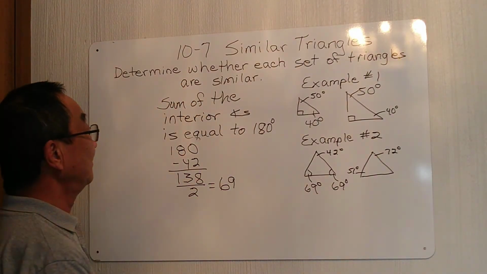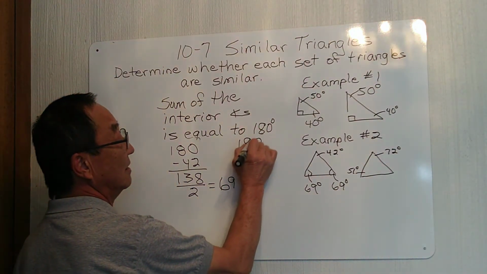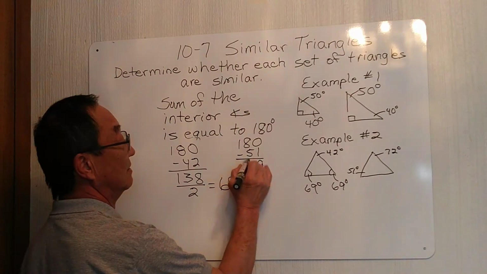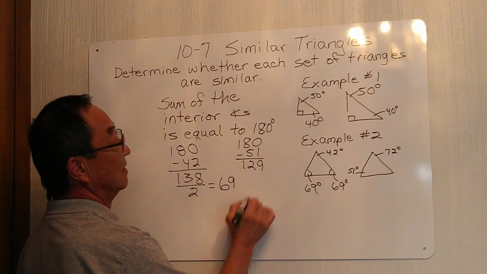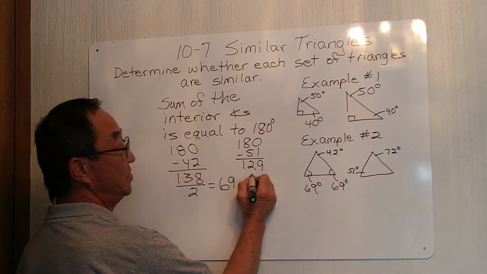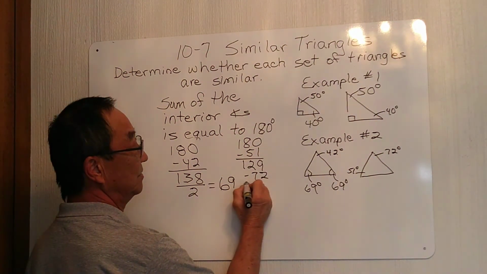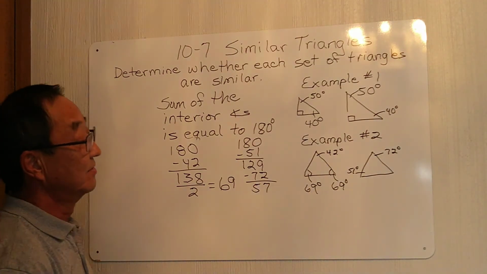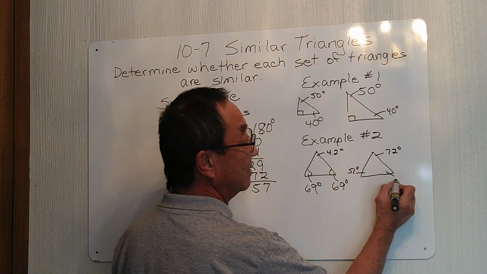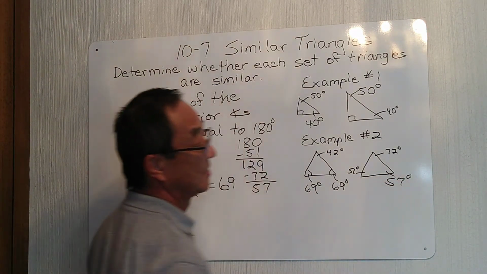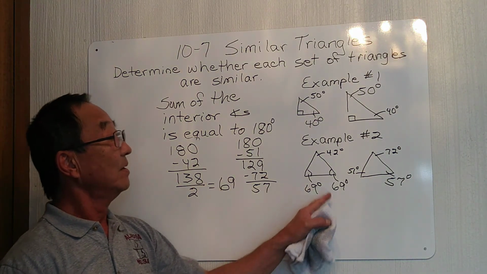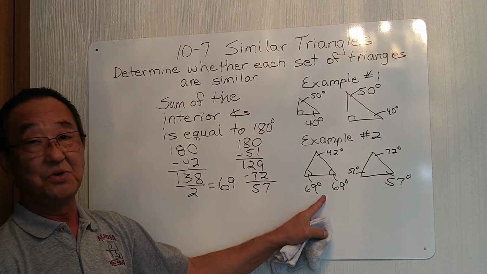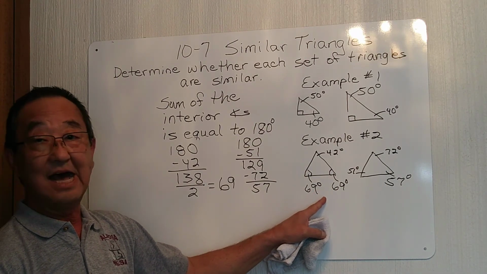Alright, the other triangle, we'll take 180 and we'll subtract off 51. Gives you 129 degrees left for the other two, and you subtract off 72. And that leaves you at 57 degrees. So this third angle right here is 57 degrees. And so as you can tell now, none of these angles are the same. So in this example number 2, these triangles are not similar to each other.